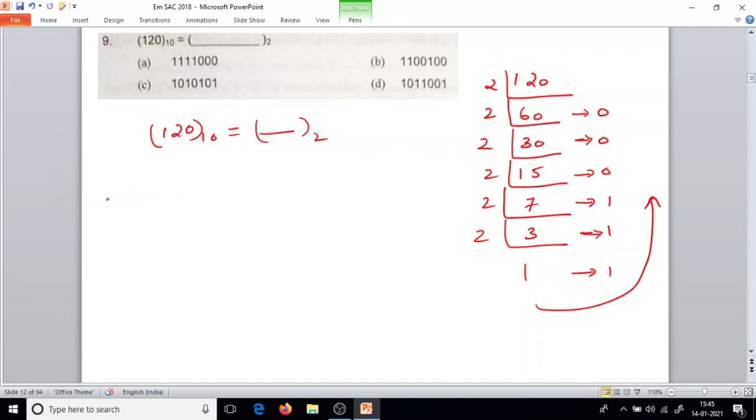Now how do you write? 120 to the base 10 equals, from the bottom we will start, 1 1 1 1 0 to the base 2. So the answer has 4 ones. Option A is the answer. So we'll go to the next question.